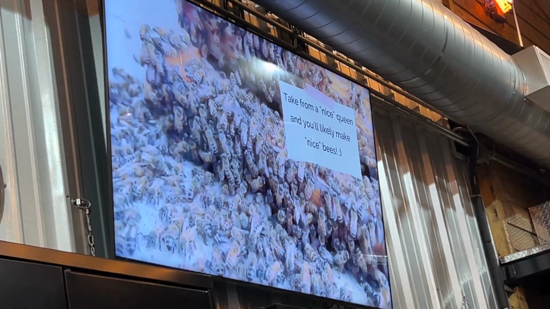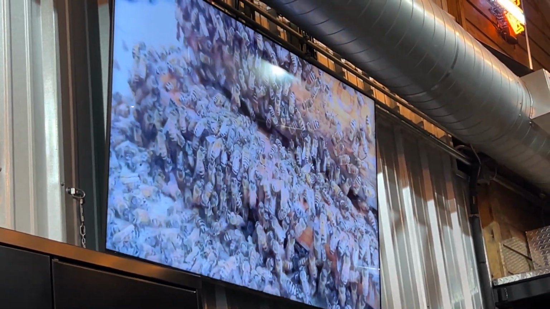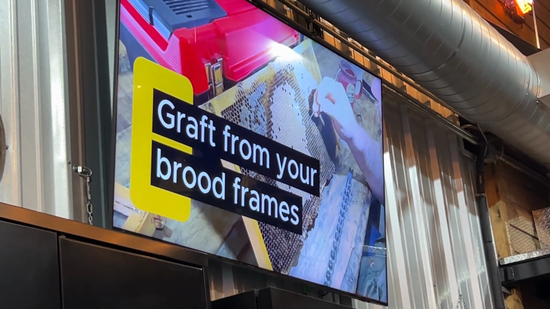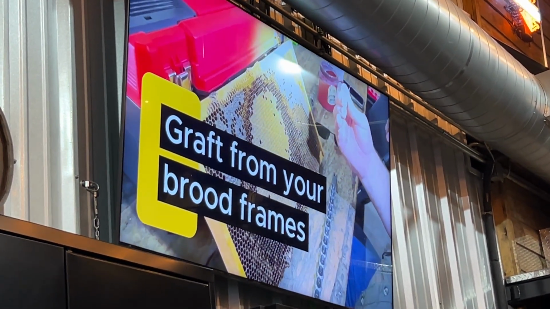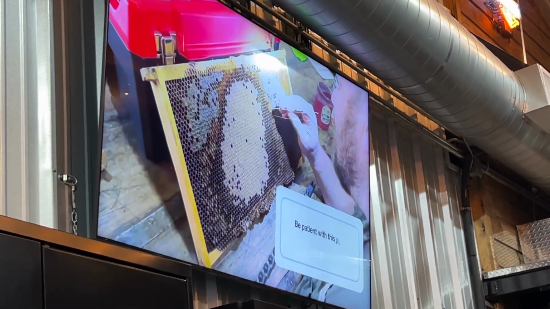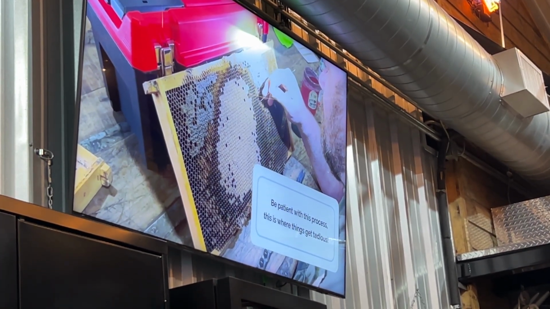Basically, we find a nice queen in the yard that's got a nice colony. We still frame her for brood, first stage, the larva stage, and we're going to graft out of that. Put those frames with cells in them in this colony for the bees to draw out the queen cells. There's me picking through a frame to find the right age larva.